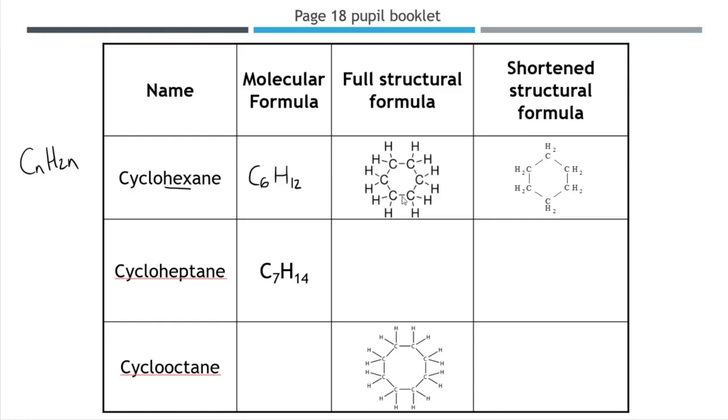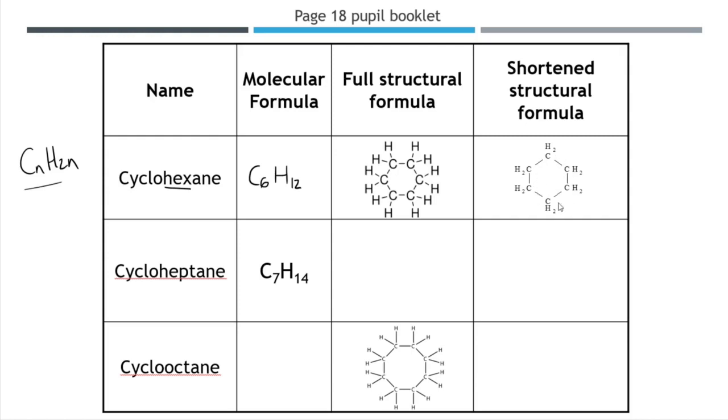We could look at the full structural formula as well just to confirm that. We've got 1, 2, 3, 4, 5, 6 carbons, and then 1, 2, 3, 4, 5, 6, 7, 8, 9, 10, 11, 12 hydrogens. So it takes a little bit longer to do it that way. Better off using the general formula to figure it out. Here we've got our structural formula. Now, our shortened structural formula, I should say.